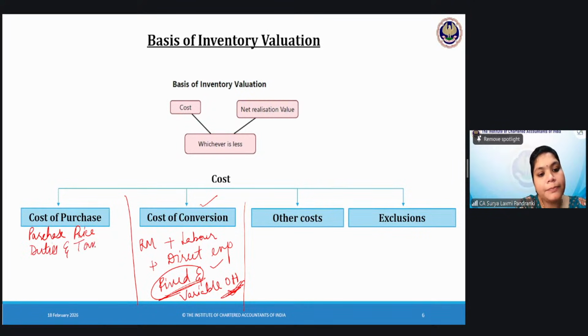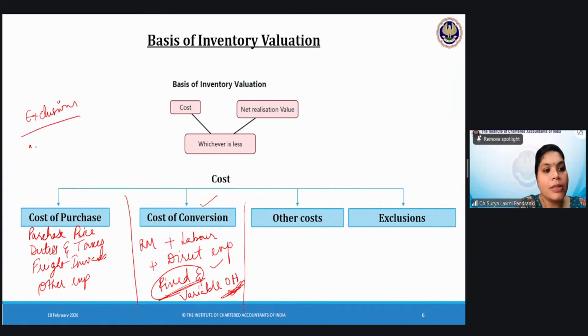Duties and taxes. Then I will also include freight inwards. Then I have other expenses. Right? In this cost of purchase, you also have some exclusions. Writing it above in this cost of purchase.